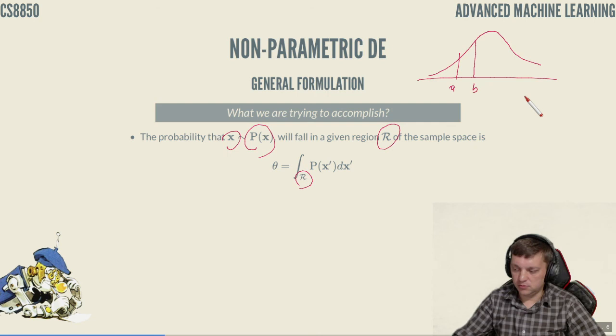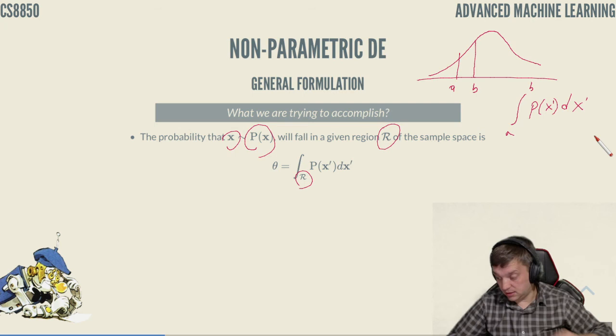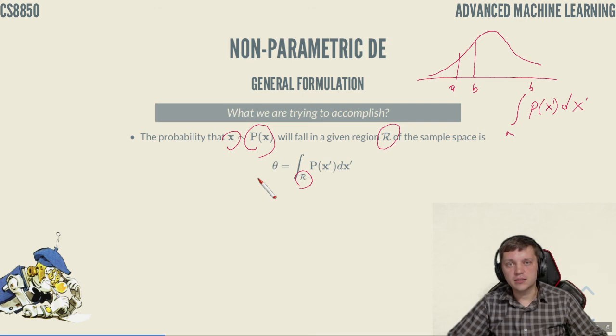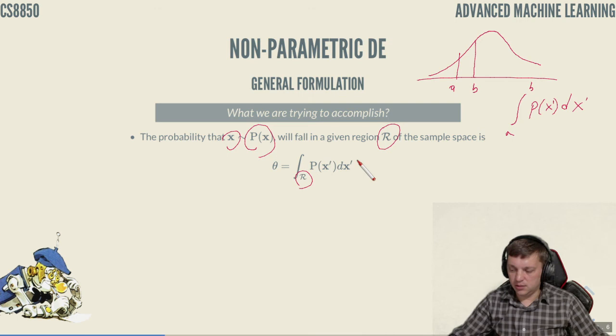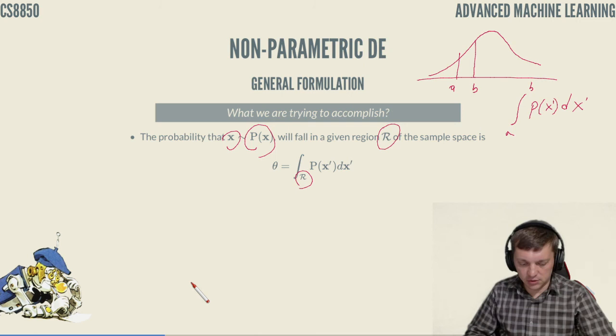So you take an integral between A and B of the density, right? And of course we're using the tick mark here, because this is the variable of integration and this is the X variable of interest. So the probability of X falling within R is just the integral of the density. Good old probability theory, nothing interesting yet.